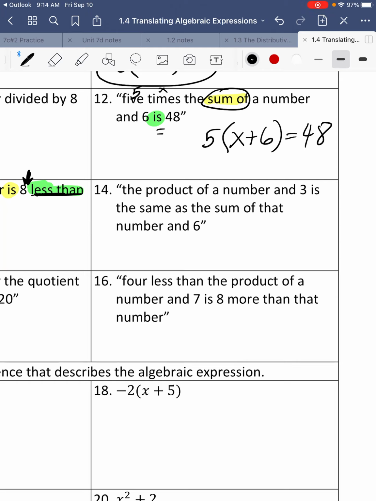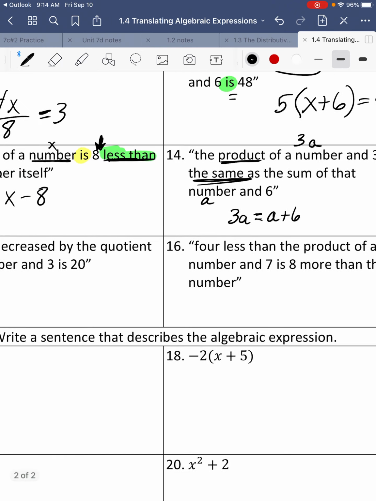All right, the product of a number and 3. So product is multiplying a number, so any letter you want, and 3. So a times 3 is, there's your is, so it's equals. So now we have 3a equals the same as the sum of that number and 6. So the same as, that just means it's equals the sum of that number, so we don't know the number, but it's going to be the sum of the number, that's a, same number, and 6.